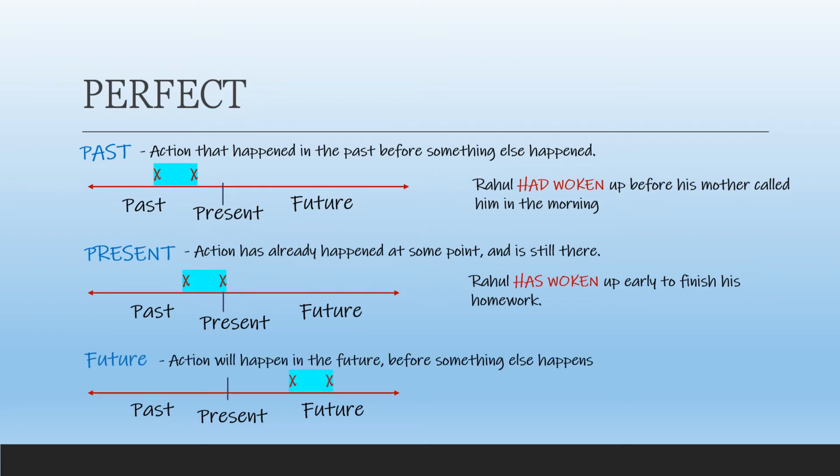Future. The action will happen in the future before something else happens. Rahul will have woken up early before his mother calls. So I am talking about this before Rahul has woken up. So Rahul will wake up in the future. So this is how we use the perfect tense in the past, present and future.